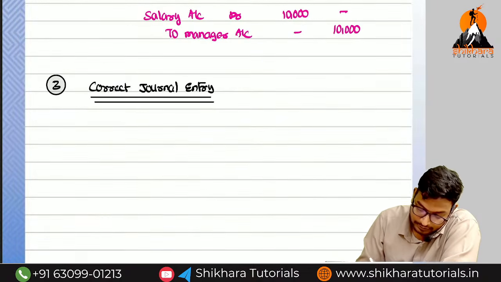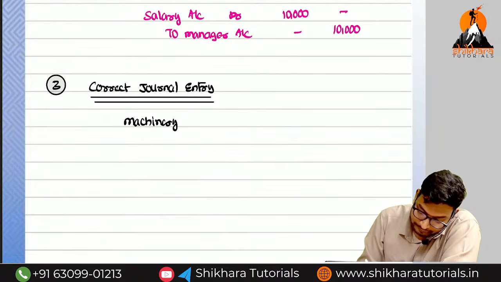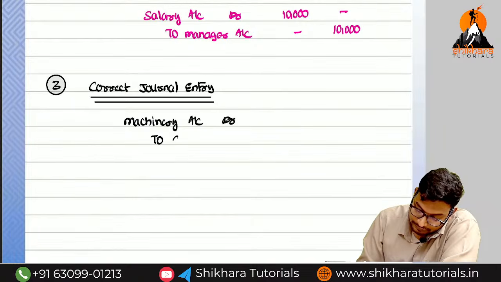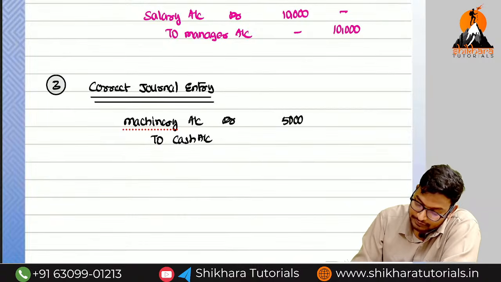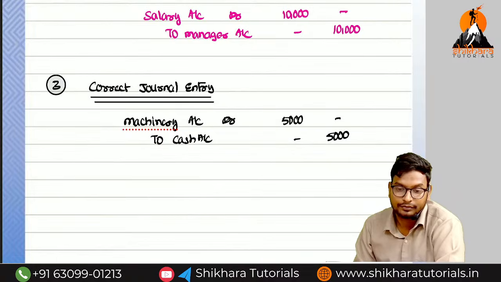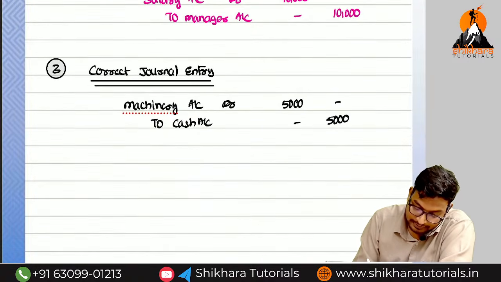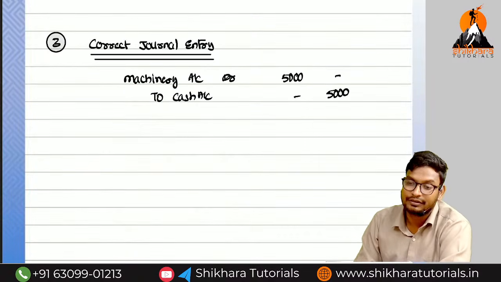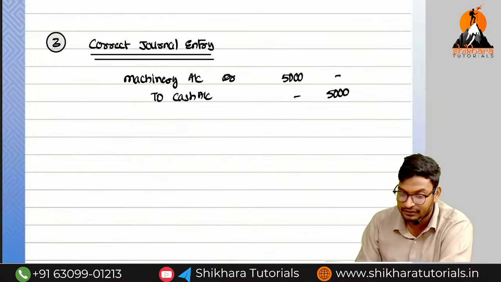I have to record machinery account debited to cash account. They have not given the amount, so I am taking 5,000 rupees. This is the entry you need to record, ma. Okay, na? So what is the trial balance you need to prepare, sir? Why are you preparing the trial balance? Because these are simple, so you are able to understand.